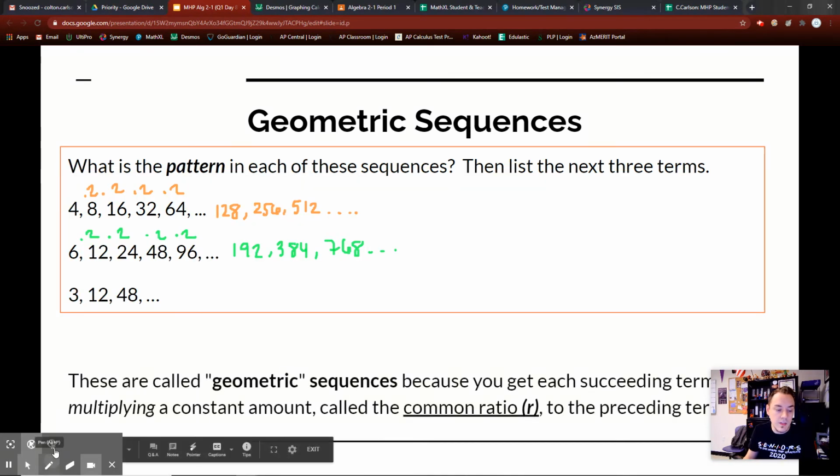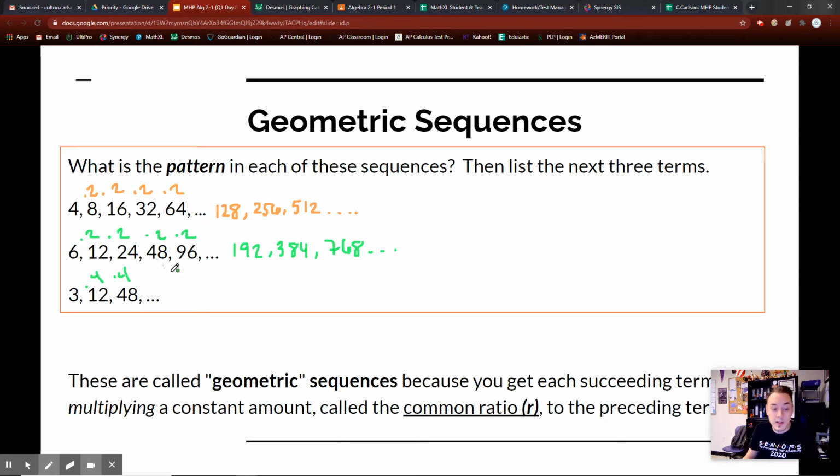And then here it is. I'm going to go a little bit faster because we kind of get the picture. Times 4, times 4, times 4. So 48 times 4 is actually 192. 192 times 4 is now 768. 768 times 4 is 3072, and so on.